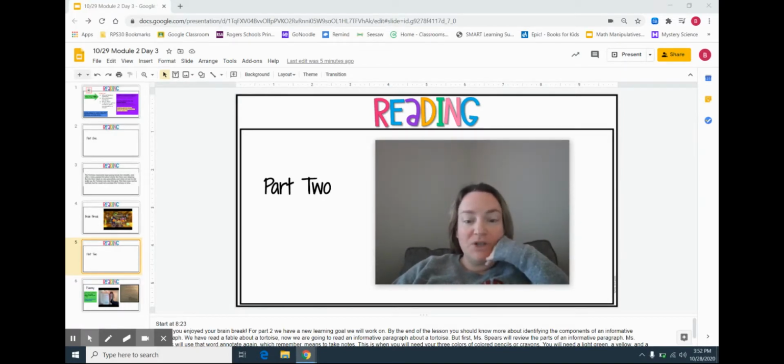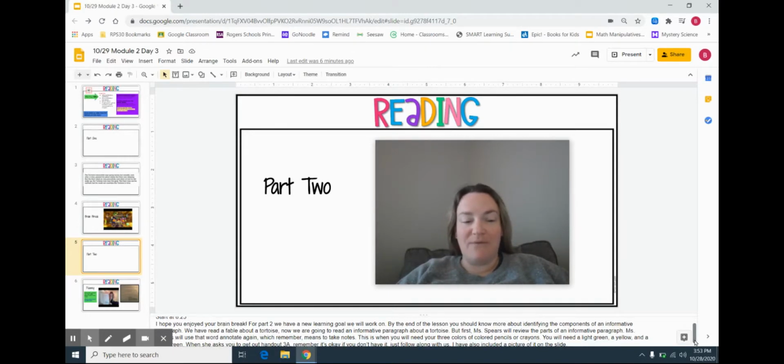So, for part 2, we have a new learning goal we will be working on. By the end of your lesson, you should know more about identifying the components or the parts of an informative paragraph. We have read a fable about a tortoise, but now we are going to read an informative paragraph about a tortoise or about tortoises. But first, Mrs. Spears will review the parts of an informative paragraph.